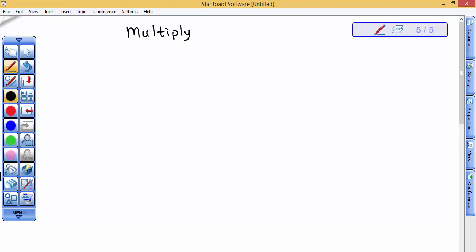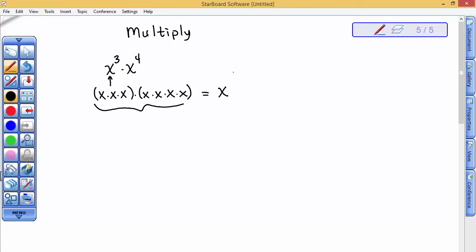So if I had x to the third times x to the fourth, this is what x to the third means. It means x times x times x. I'm going to put parentheses around it. X to the fourth means x times x times x times x. But if you put all of this back together in shorthand form, you'd have a base of x, and 7 would be your exponent because there's 7 of those x's. So the shortcut when you're multiplying is to add those exponents.